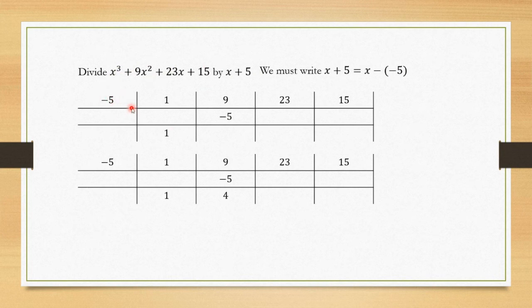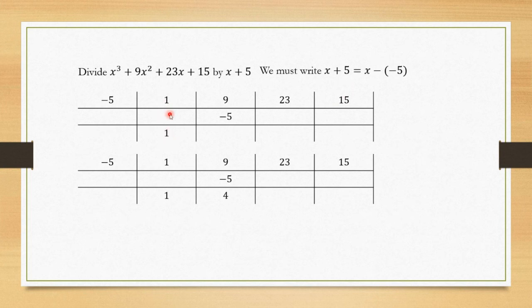All right, let's put the coefficients in. Here's 1, that goes here. 9 goes here. 23 is here. 15 goes here, as you can see. Okay, so what do we do next? Well, remember, this is synthetic division, right? So we're going to take this 1, and I'm going to bring it down. So this comes down here.